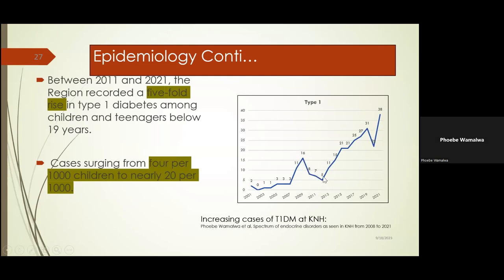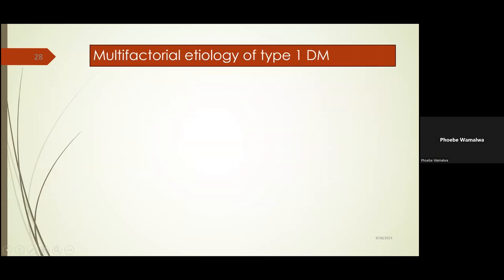But you can see from 2013, we have had new cases of diabetes every year. The newly diagnosed patients have been increasing. Of course, there was a dip in the year 2020 because of COVID, but later on in 2021, there was a sharp rise. So definitely this should be telling us something.